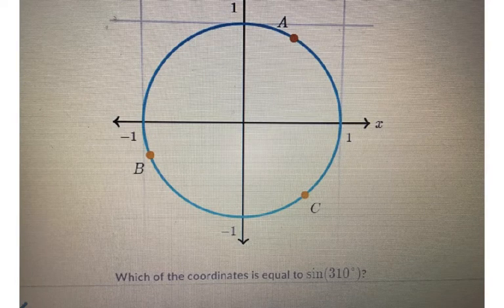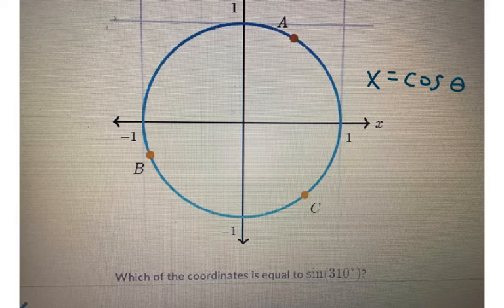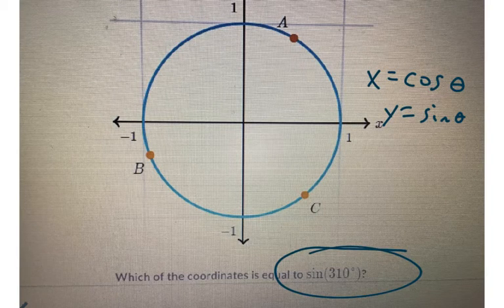Now, guys, there's something I want you all to know and learn if you don't know yet. Remember, x in the unit circle is the cosine of the theta function, or theta degrees, and y is sine. X is cosine, y is sine. The x-coordinate is cosine, the y-coordinate is sine. It's that simple. So, the question is right down here. Which equals the sine of 310? They said sine, so no, we're now looking for the y-coordinate of 310.